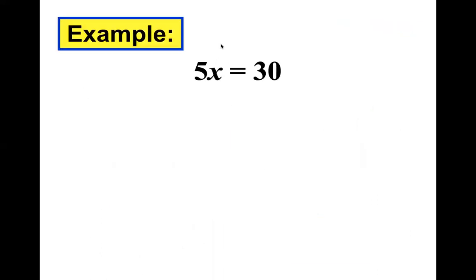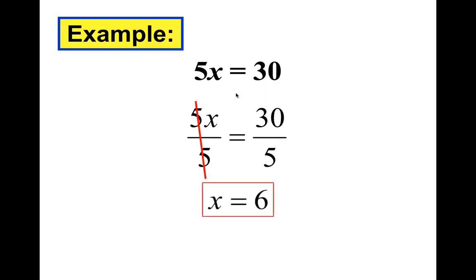Let's look at this example. We're given 5x equals 30. It's very similar to the previous example before. You're just going to go ahead and divide both sides by 5. So divide both sides by 5. Your 5's on the left side cancel out, and you get that x equals 6.